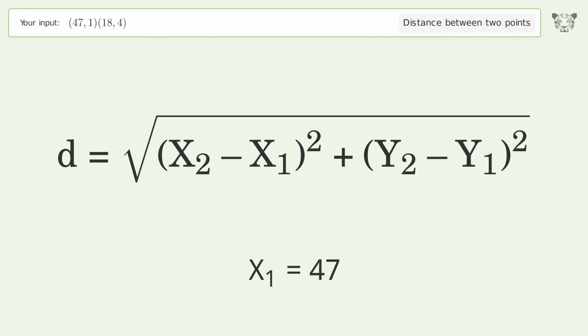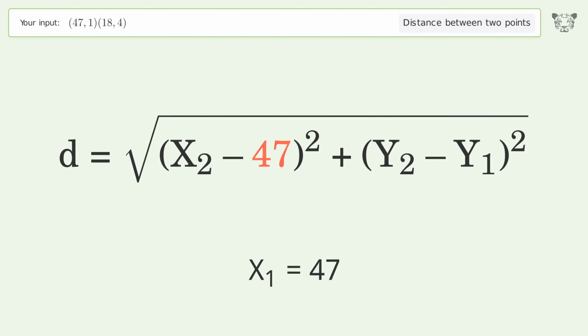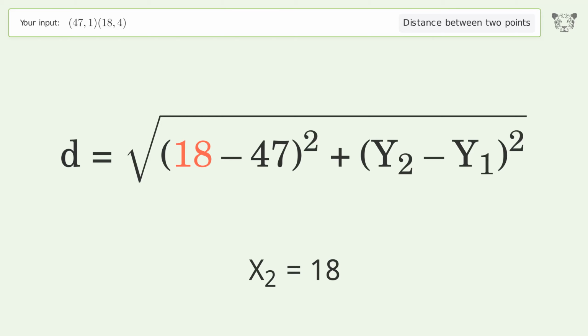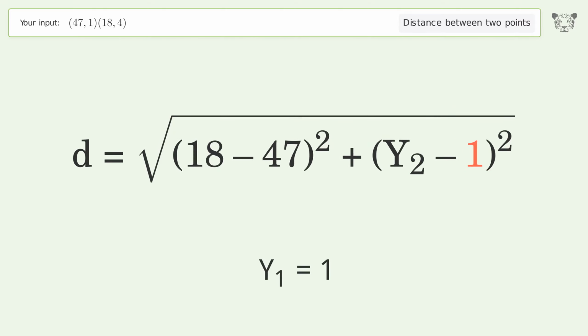x1 equals 47. x2 equals 18. y1 equals 1. y2 equals 4.